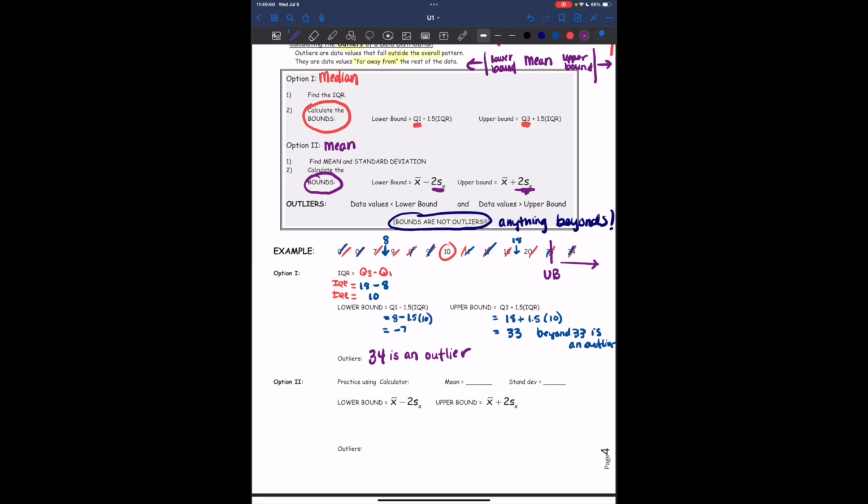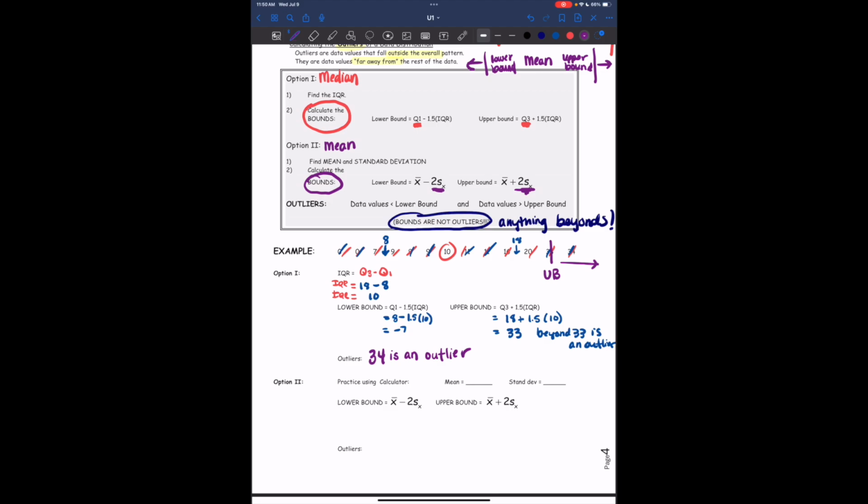So I found something that is farther. It is beyond my bound. It looks pretty good. And if we made a display, it would be easier to see that. All right, so that is one example. The other example is easy to work with if you have your mean.